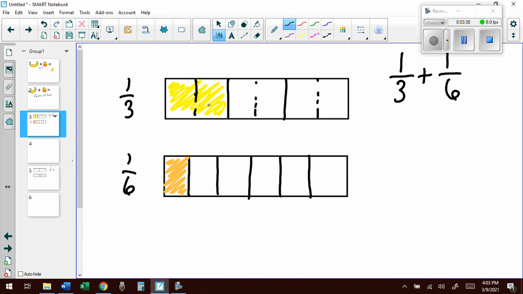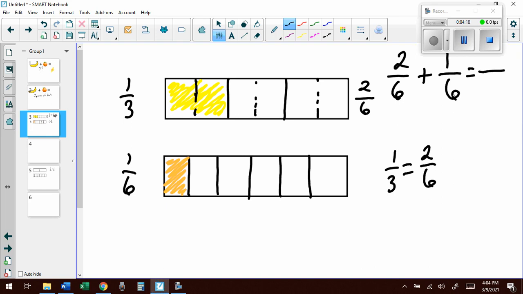So now I have 1, 2, 3, 4, 5, 6. I have 6 pieces. Now, we don't have 1/3 anymore, we have 6 total pieces, and 2 shaded pieces. So looking at 1/3, 1/3 really doesn't exist anymore. It is actually 2/6, because 1/3 is equivalent to 2/6.